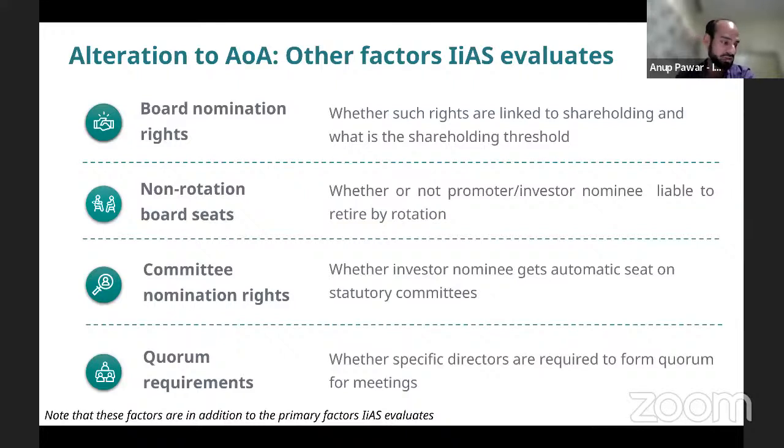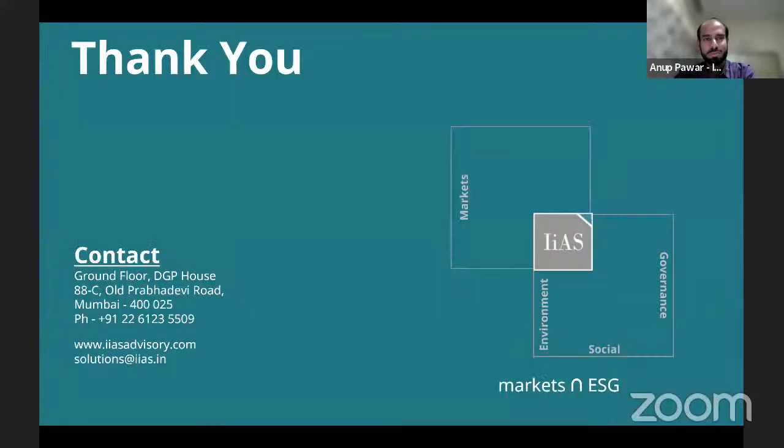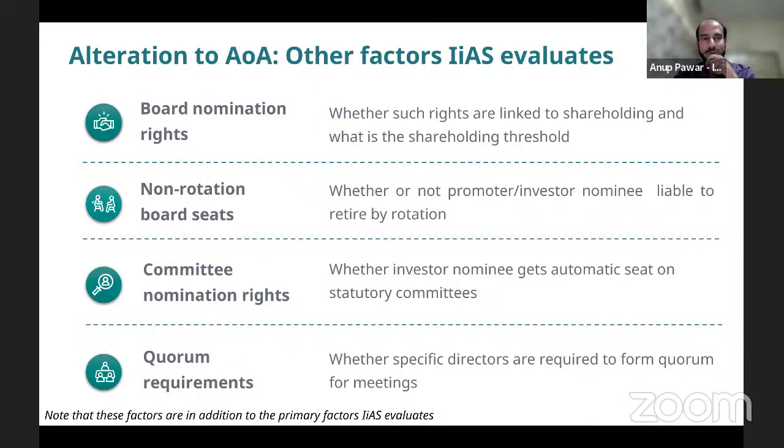And quorum requirements. Now, this is interesting. We see this a lot, where companies say if the investor nominee, if the private equity nominee is not present for a meeting, that meeting cannot happen because we will say that quorum is not met. This, of course, gives the investor the ability to stall meetings for as much time as they want, etc. Which again we think is unfair. So these were broadly what I wanted to cover.